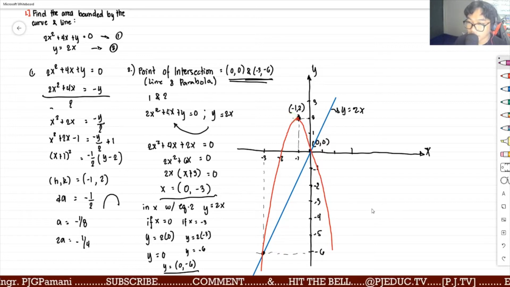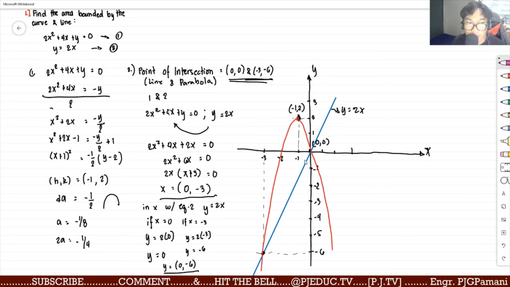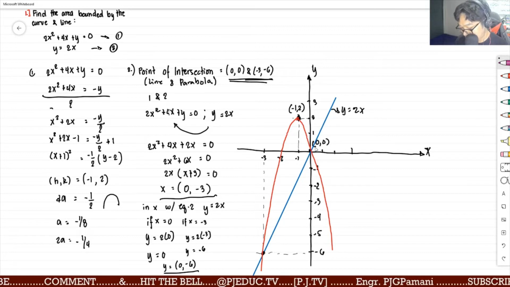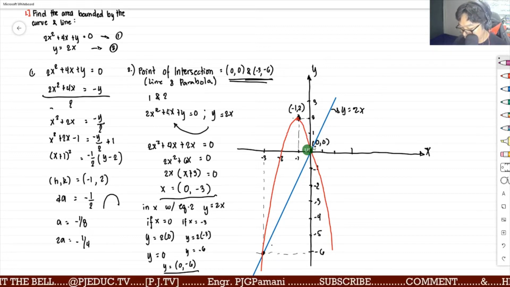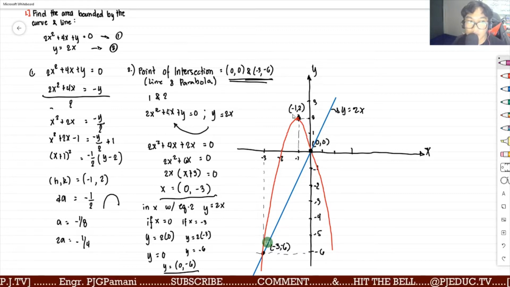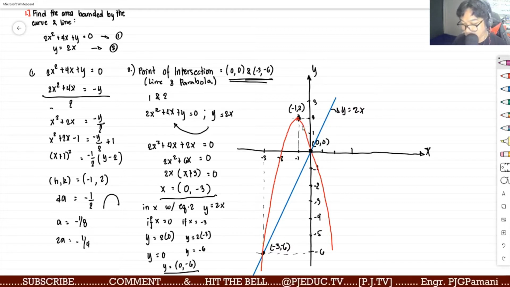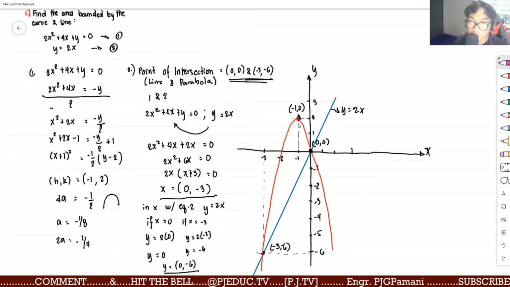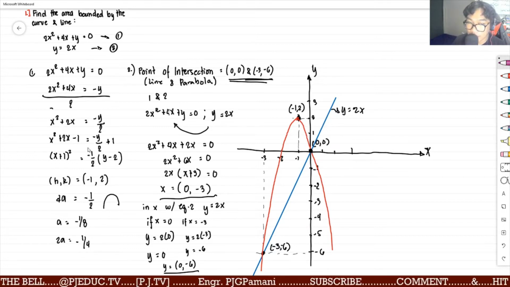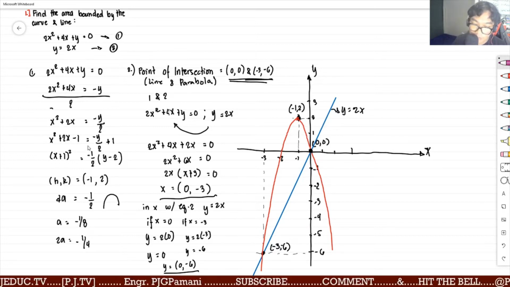Ganyan. More or less, ganyan yung ating parabola intersecting a line. The point of intersection nila is negative 3, negative 6 and 0, 0. Vertex is negative 1 and positive 2. Hindi na natin pwedeng gamitin yung conventional method natin before when it comes to solving area bounded by a parabolic curve.